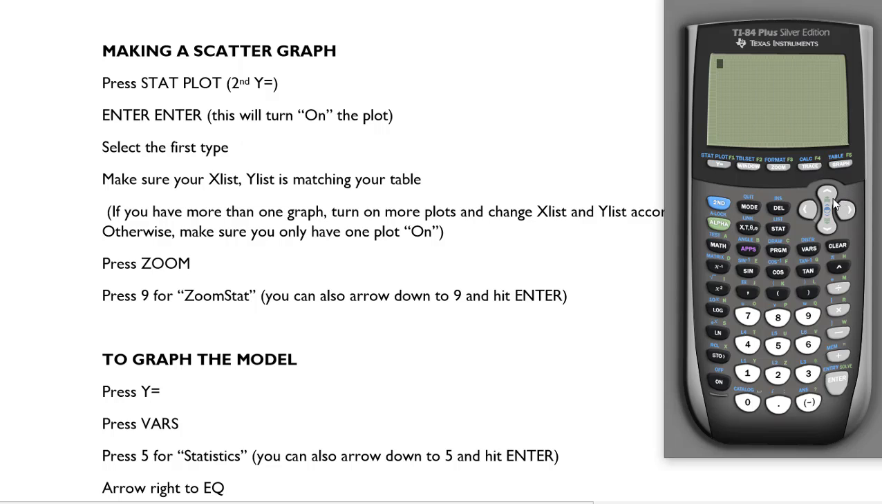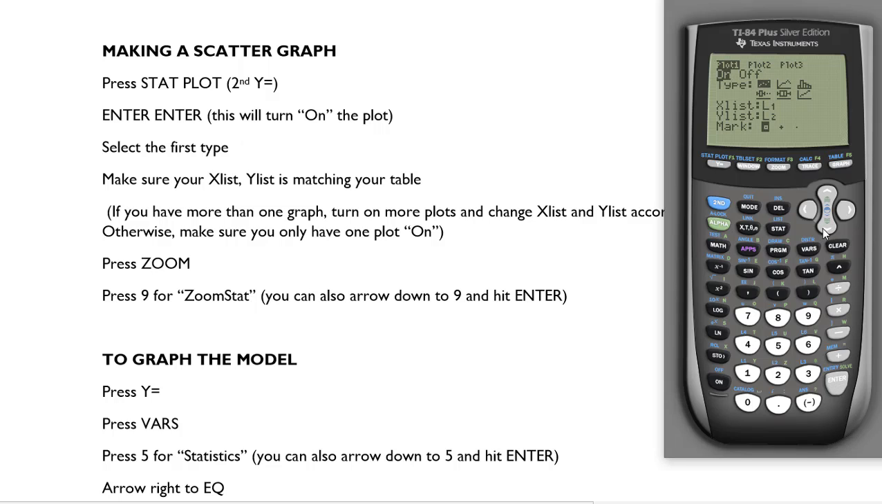And then we're going to press the stat plot. So that means second and then y equals. See that my plot 1 is off? We want to turn that on. So we click enter and see how the cursor is blinking over on, and right now off is selected. We're going to hit enter again.